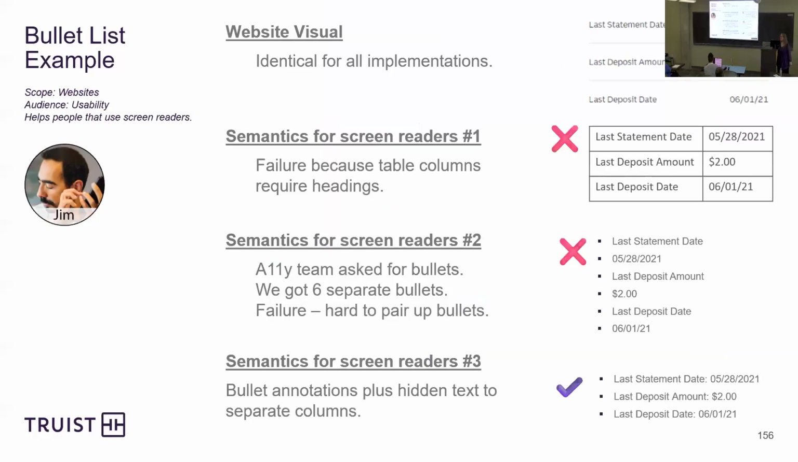So here's an example. This is 6 or so years ago now. What the design was at the top: we had 3 different dates and amounts. What was implemented was a table with 6 cells that were all data cells. So we went back to our developers and said, no, you can't make it a table. It's not really a table. It needs to be a bulleted list.